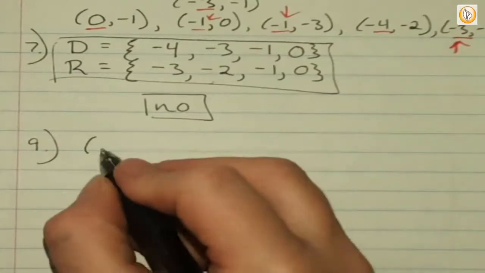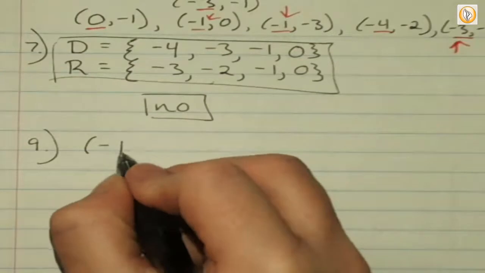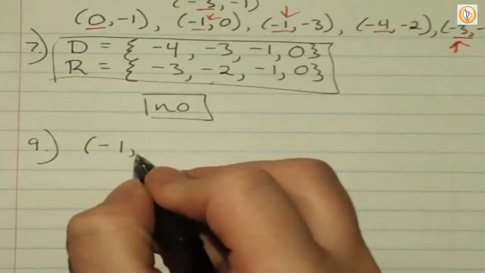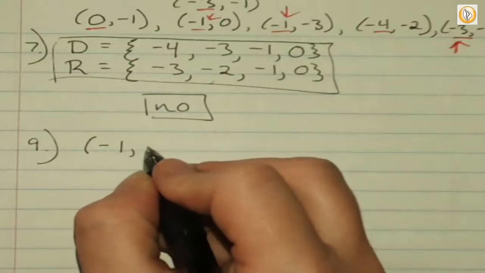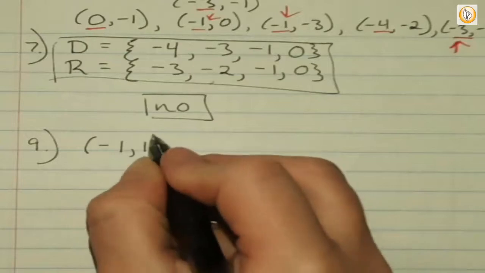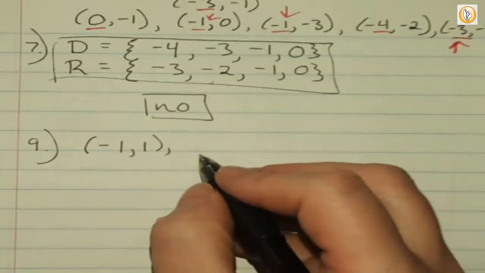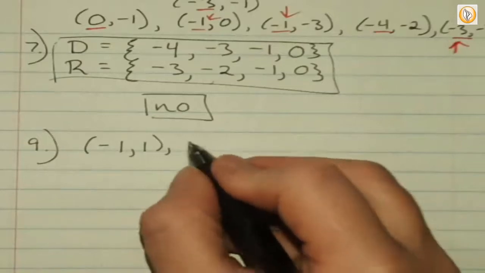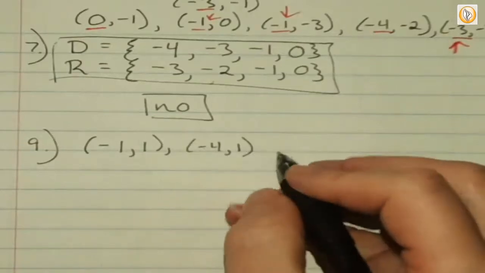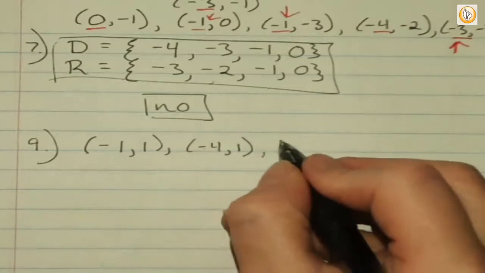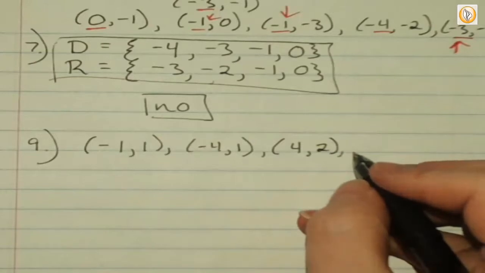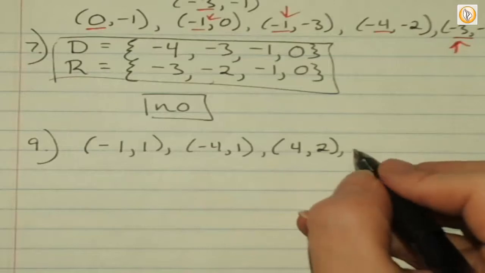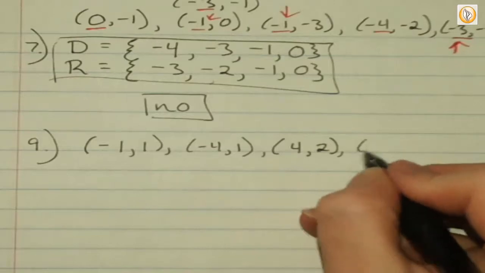Negative 1, negative 1. Negative 1 and positive 1. All right, another one. Gabby. Negative 4 and 1. Another one. Cecilia. 4 and 2. Another. 4 and 2. 2 and 2. Yep.